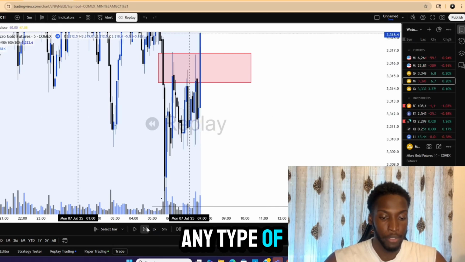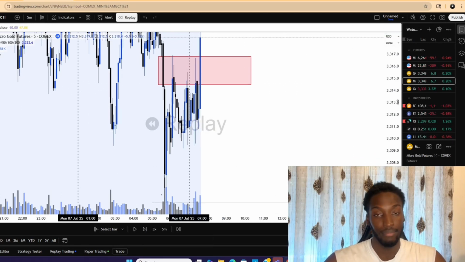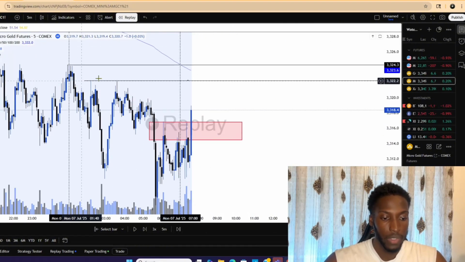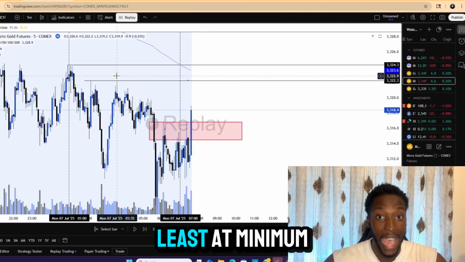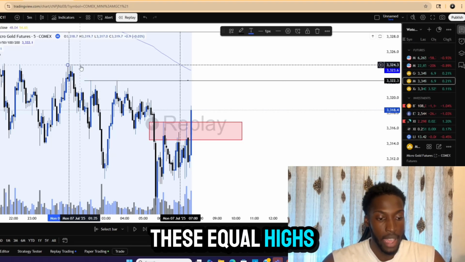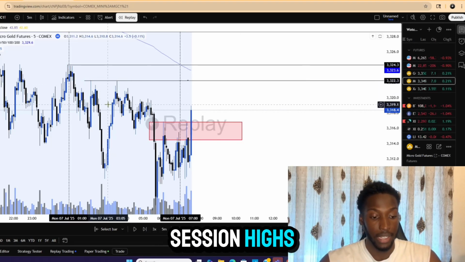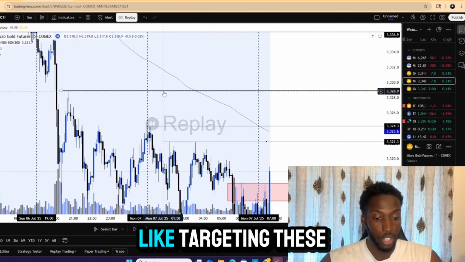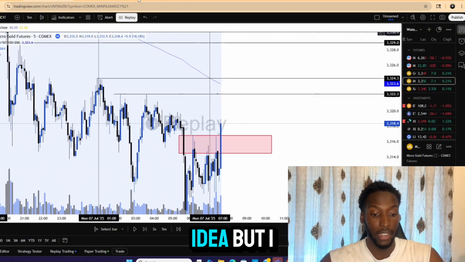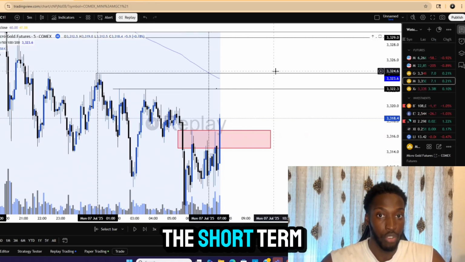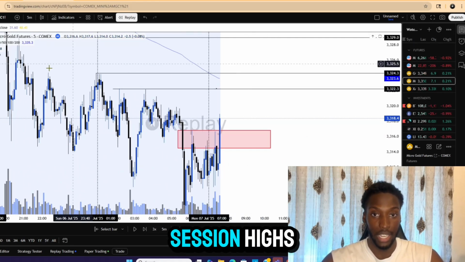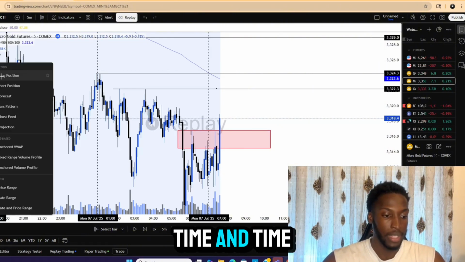If I see any type of closure above this gap, I'm getting in. Why? I know at minimum it'll take out these equal highs and potentially the London session highs. Anything it wants to do after, like targeting these highs or these highs, I have no idea. But I do know in the short term, it'll take out these equal highs and the session highs. It does it time and time again.